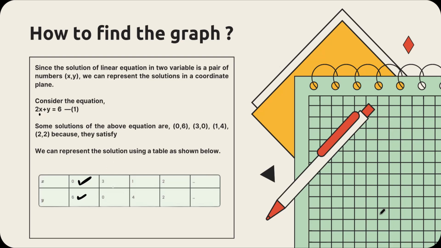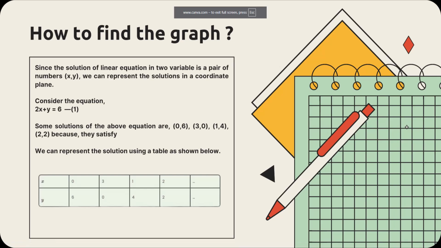So like that, you can try with different values. You can try with 1. If I put 1 in the x place, I'll get 2, so y is equal to 6 minus 2. How much is it? 4. So (1, 4), right? Then next we have (2, 2). If you put x is equal to 2 and y is equal to 2, what do we get? Yes, it will become 6. Put one value, find the other. That is how we do. So we got the different values: (0, 6), (3, 0), (1, 4), (2, 2), right?